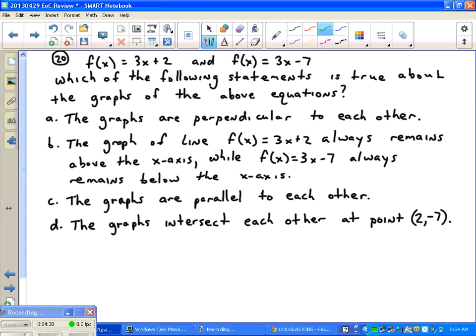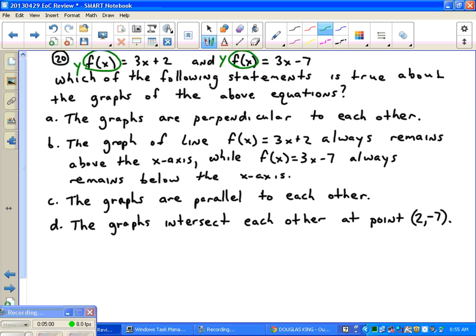Okay, number 20, got a whole lot of writing up there, but you have two equations. f of x equals 3x plus 2, and f of x equals 3x minus 7. I'm not sure if I said it a minute ago, but anytime you see f of x, don't freak out. That just means y. I know I told y'all that as we went through the semester. That just means y equals 3x plus 2 and y equals 3x minus 7. It says, which one's true about this?